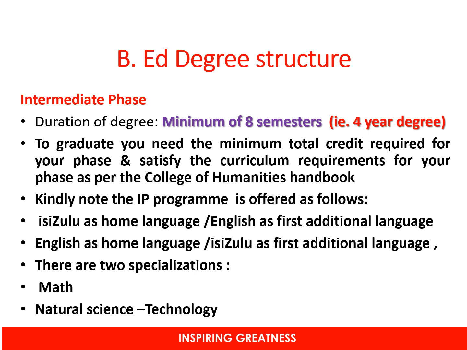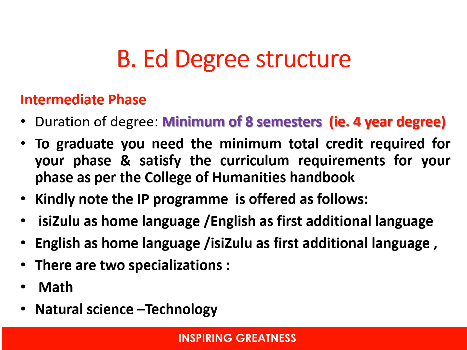The B.Ed degree is a structured program. The duration is 8 semesters or 4 years. This means that you cannot complete the Bachelor of Education degree in less than 8 semesters. To graduate, you would need to obtain the minimum credit requirements, which is 512.